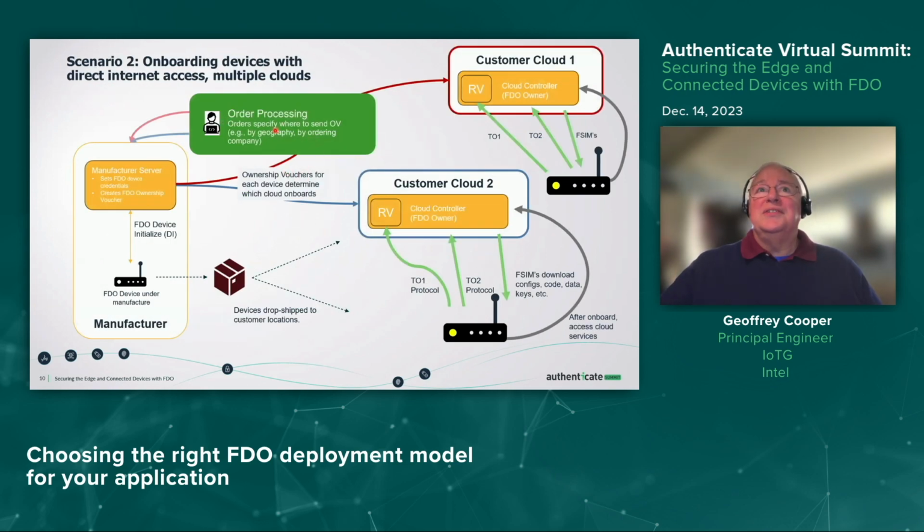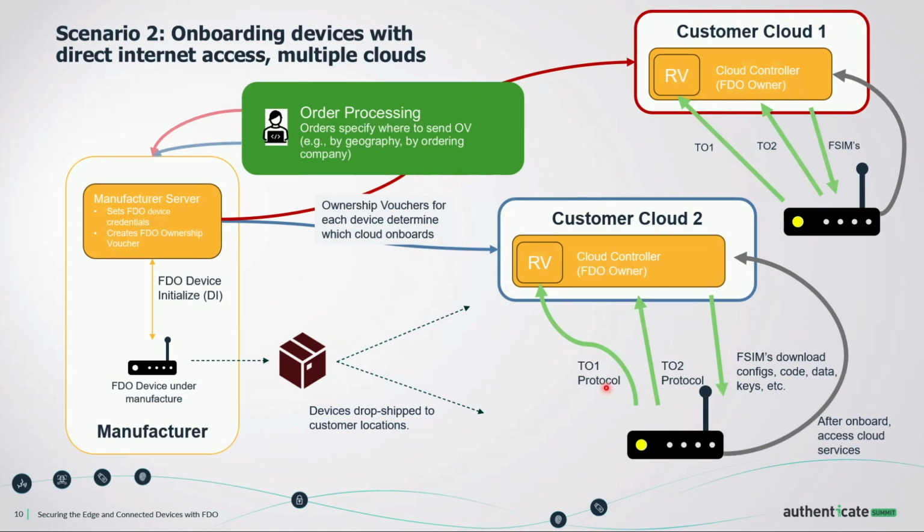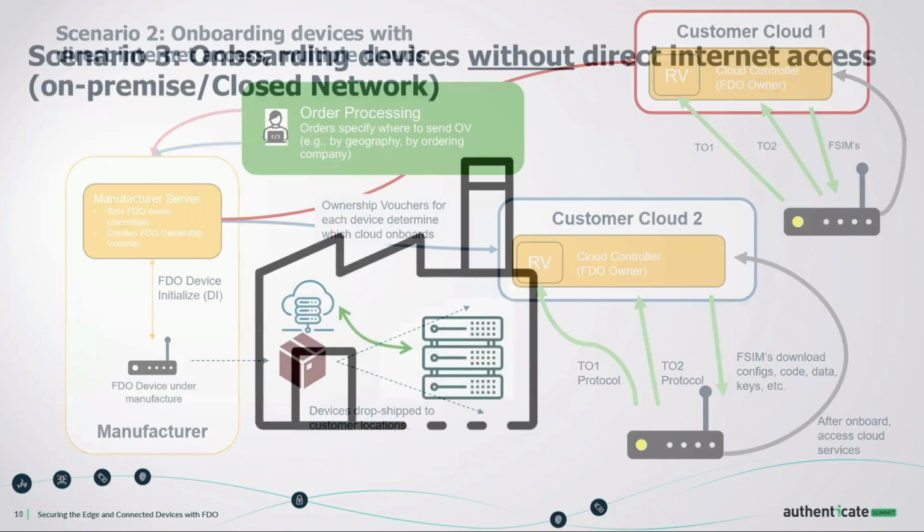Well, now we get a little bit smaller. So we have order processing. So we're ordering devices, and maybe we'll be ordering devices by geography, and we'll say, well, some of these devices are coming in one geography and some are coming to another. So we'd like them to go to different clouds, and we'll tell the manufacturer that that's where they want to go. As we say that, the manufacturer will ship the ownership vouchers to each cloud. And then as the devices appear, they'll go where the ownership voucher went, right? So the devices will use that rendezvous protocol to find where the ownership voucher went and end up at the correct cloud for customer one or customer two. Customer cloud one, customer cloud two.